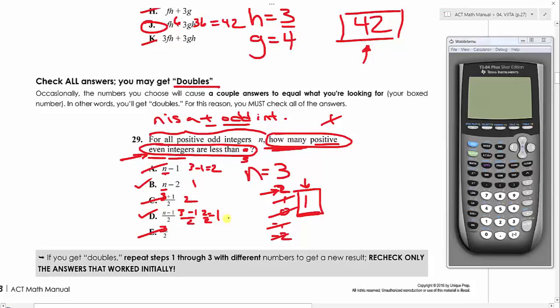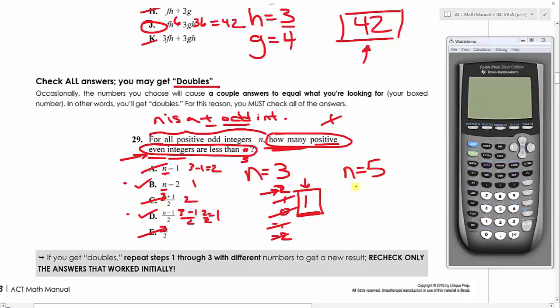So what do we do when we get doubles? We just start over. We basically just do the steps of VITA again, and fortunately we don't have to recheck all of the answer choices. We only have to check the 2 answers that worked initially. So again, remember that n was supposed to be an odd integer, so we use 3.